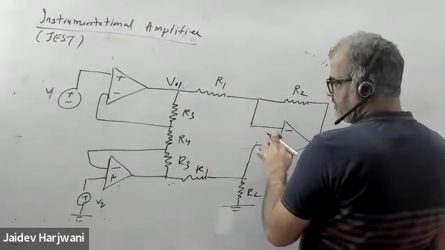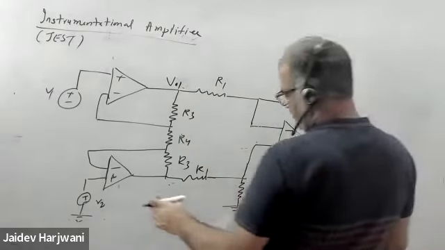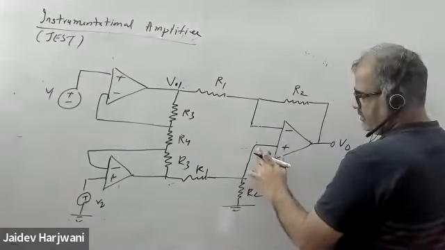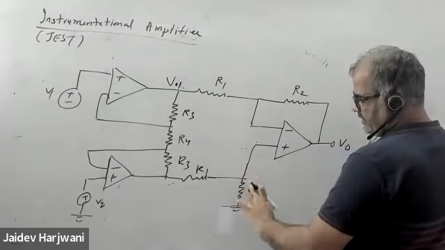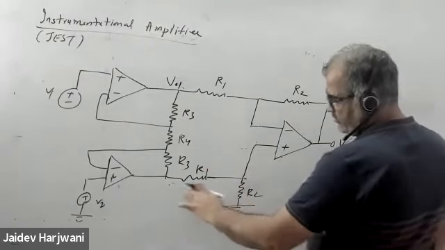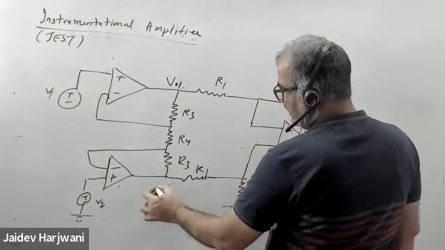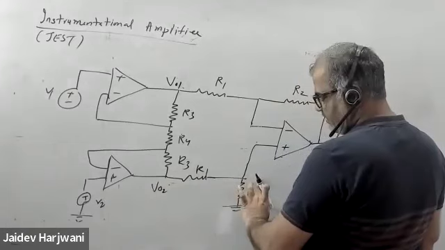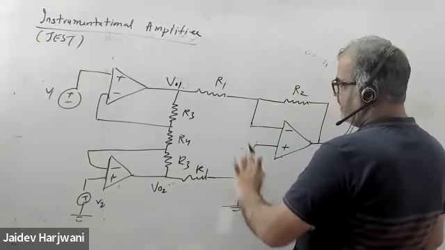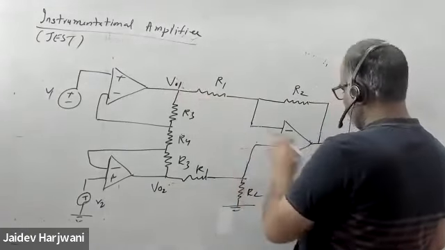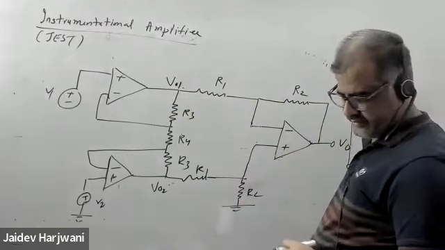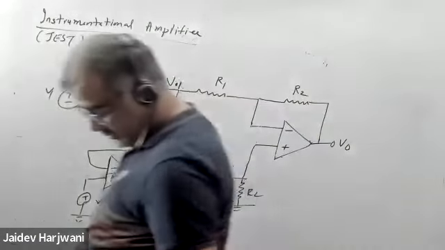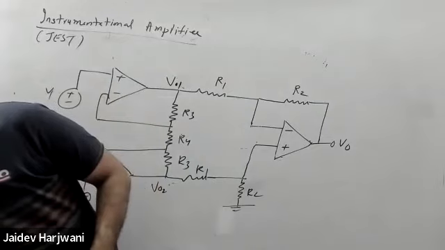Okay, now second thing is what? Second thing is what is coming here? So if I know this output, I call it V02. If I know this voltage, I can know what is the voltage coming here. So I know this voltage coming here, I know this voltage coming here, V0. Okay, I can write the V0. Just check what I am saying. Can I write like this?